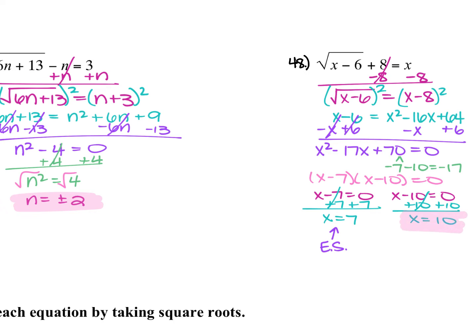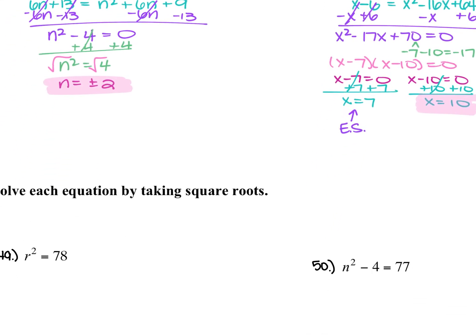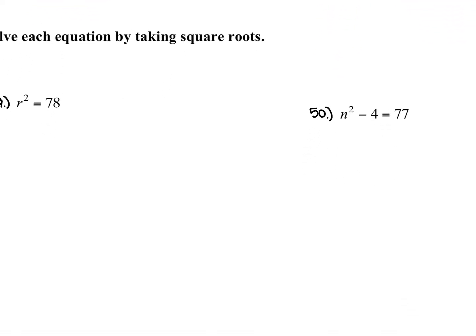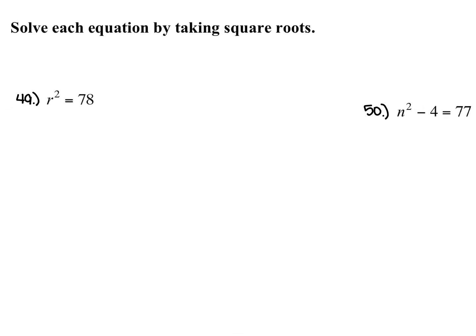The next section that we're going to look at works with solving these equations by taking the square root of both sides. Remember with these, when you take the square root of both sides of an equation, you have to put the plus or minus in front of your answer. So if we look at number 49, we have r squared is equal to 78. Take the square root of both sides, since that term that's squared is by itself.